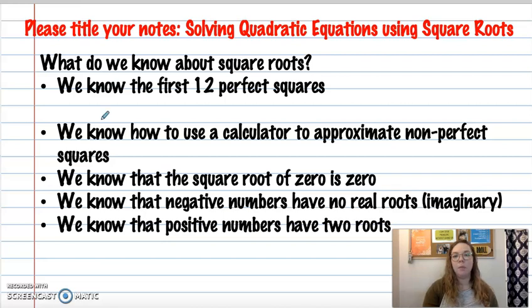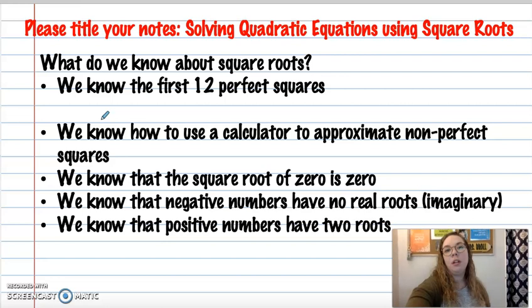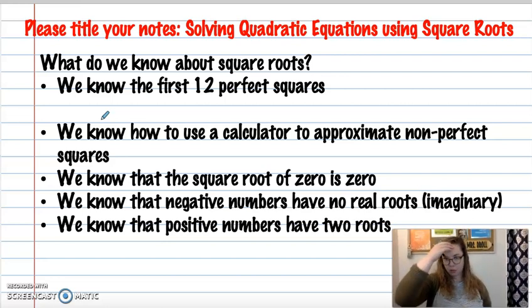Alright guys, today we are moving on to our third method for solving quadratic equations. So we've already talked about solving by graphing and solving by factoring. Today we're going to be solving by using square roots, which only works in some instances, not all, and we'll get more in depth about that in the next slide.